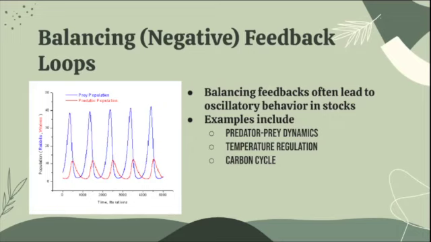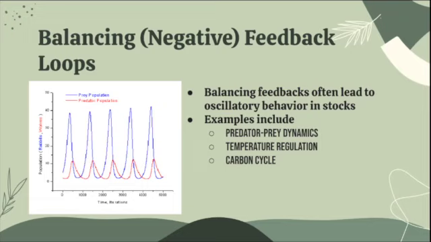leading to higher temperatures and even more sea ice melt. Balancing feedbacks, on the other hand, lead to muted effects and often oscillatory behavior in stocks. Some examples of this are predator-prey dynamics, where a prey population will increase, leading to more food source for predators. This will lead to a predator population increasing, leading to a decrease in prey population. And because there's a decrease in prey population, we also see a decrease in predator population. And so we see these patterns again and again, keeping both populations in check so that neither one gets too large.